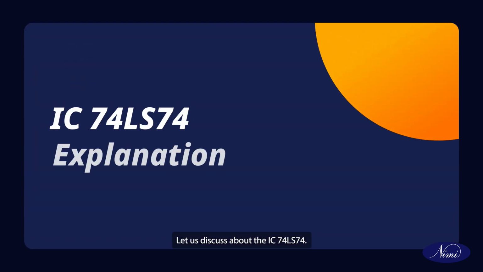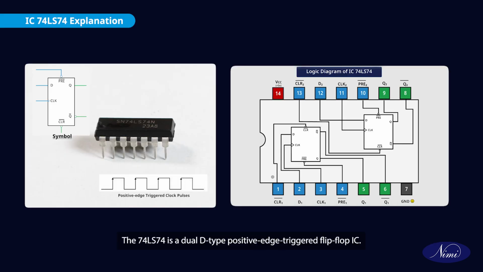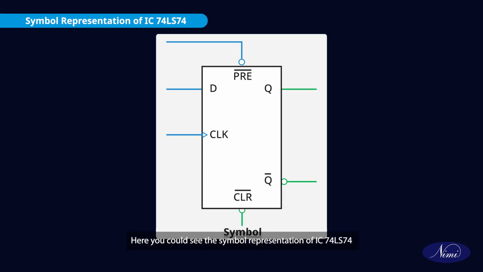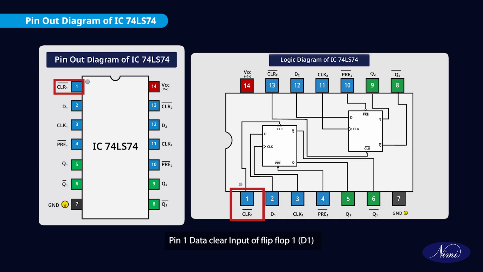Let us discuss about the IC74LS74. The 74LS74 is a dual D-type positive edge triggered flip-flops IC. The 74LS74 device contains two independent positive edge triggered D flip-flops with outputs. The 74LS74 IC typically comes in a 14-pin dual in-line package. Here you could see the simple representation of IC74LS74. Pin 1, data clear input of flip-flop 1 D1.